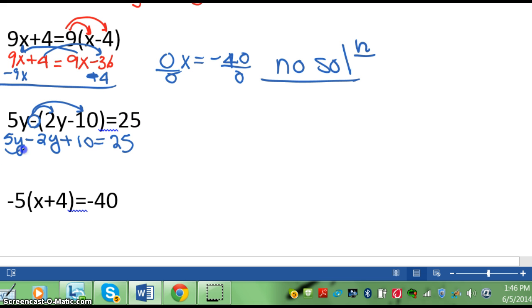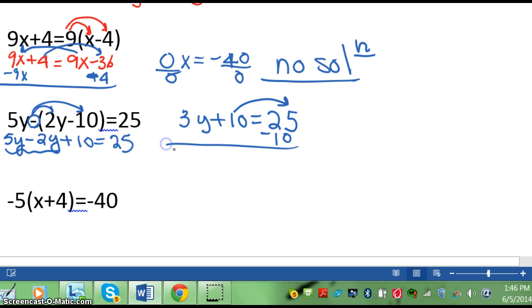Now combine like terms. So we have 3y plus 10 equals 25. Solve for y, so we're going to bring the 10 over, making it negative 10. So we have 3y equals 15. Divide by 3, divide by 3 on both sides. Keep it even, so y equals 5.